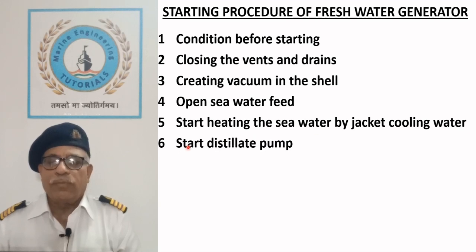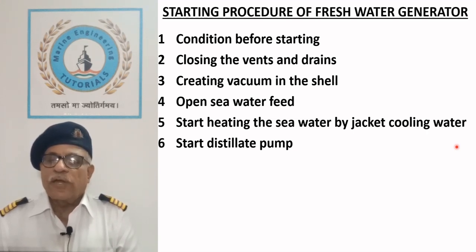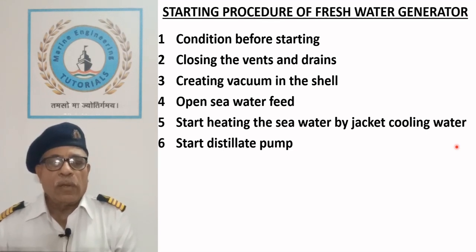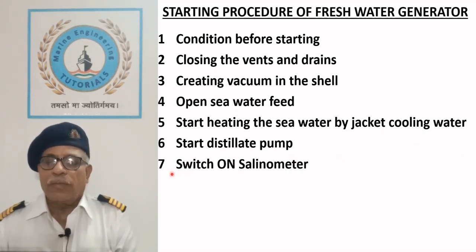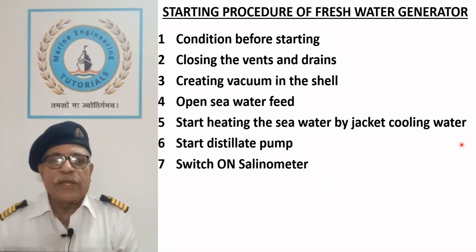Start distillate pump. When the condensate level is visible in the condenser shell, set the distillate line for the freshwater tank. Start the distillate pump and maintain the water level in the condenser shell. Switch on salinometer and observe the salinity.